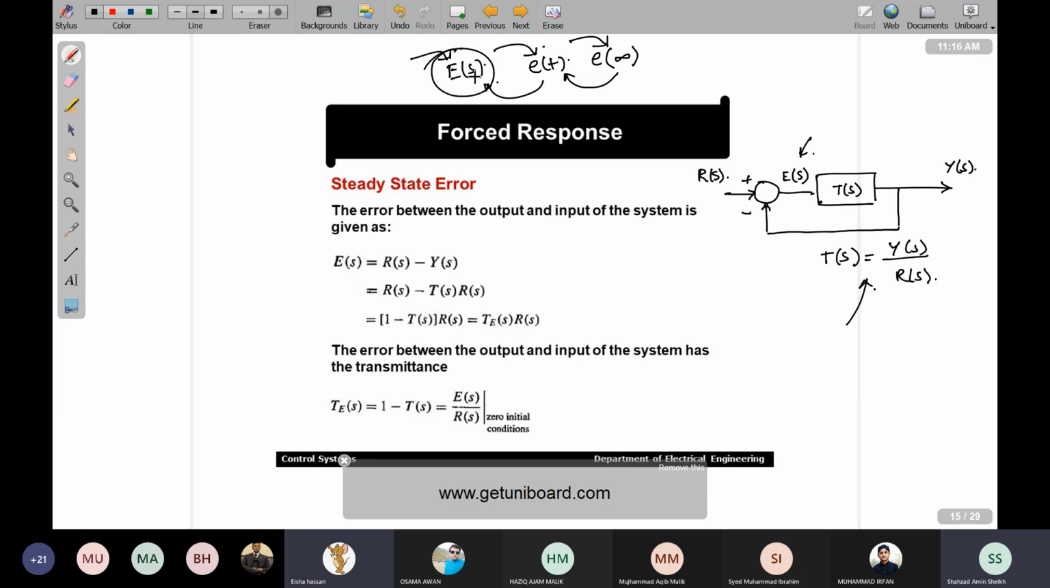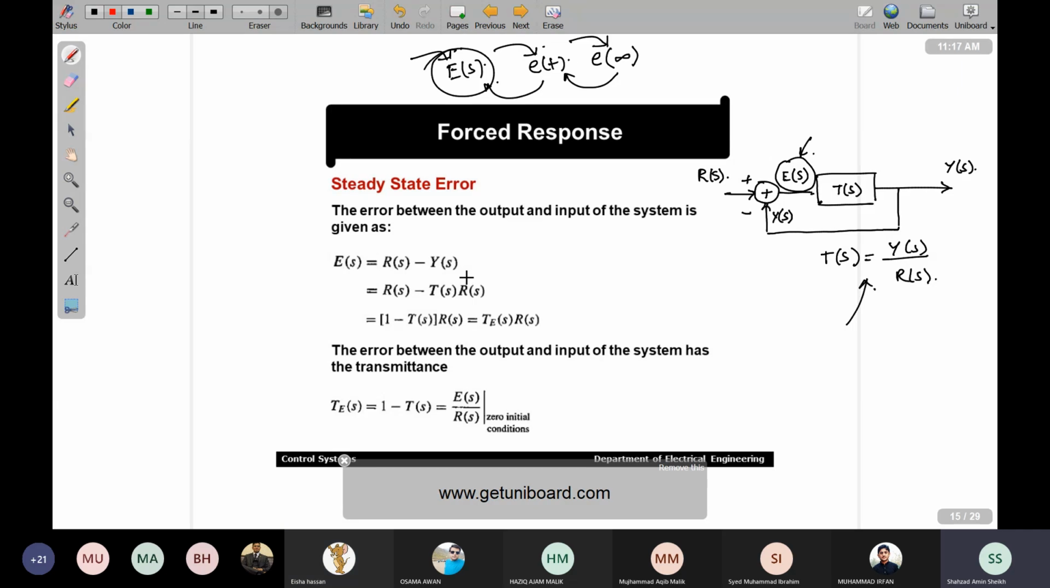Yes, sir. ठीक है, अब आते हैं इधर. सो व्हाट इज E(s)? ये मेरे पास R(s) आ रहा है, और यहां से मेरे पास ये Y(s) आ रहा है. इस पॉइंट पे मेरे पास Y(s) है ना, इस पॉइंट पे मेरे पास ये जो समर लगा हुआ है, दिस इज R(s) माइनस Y(s). सो दिस इज माय E(s). एग्रीड?